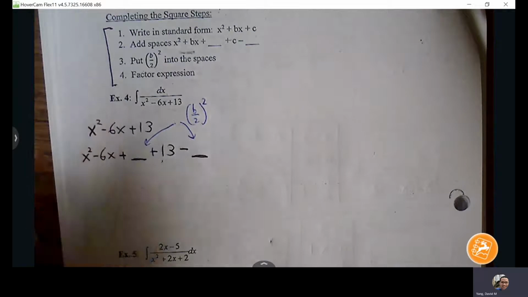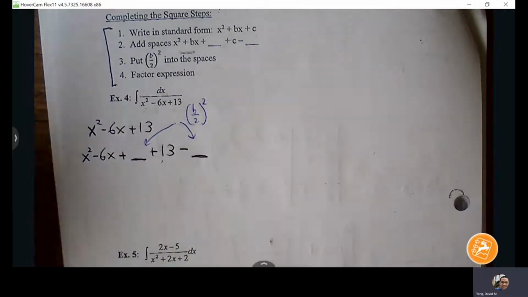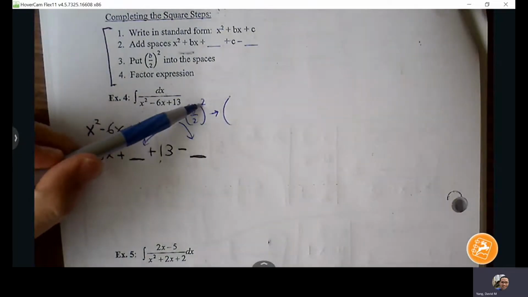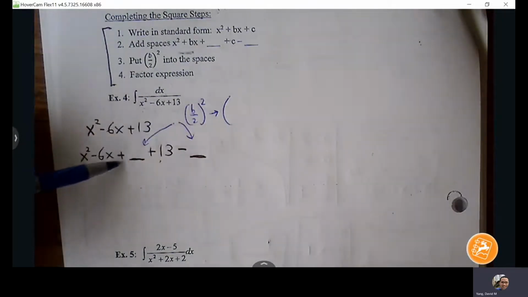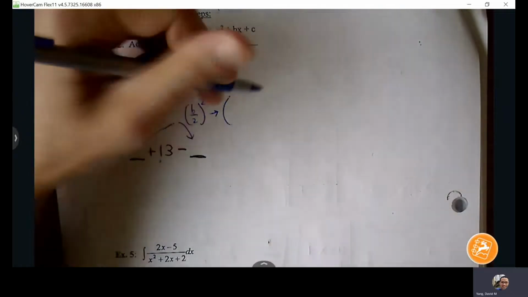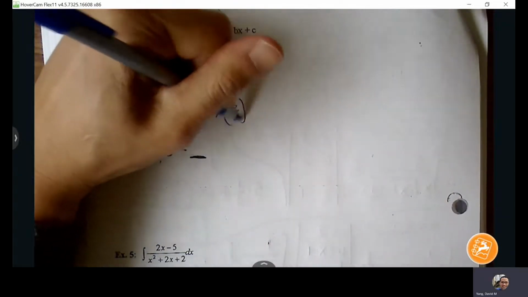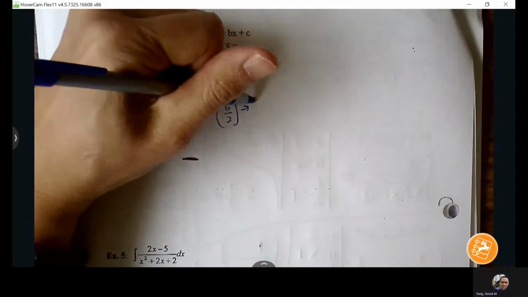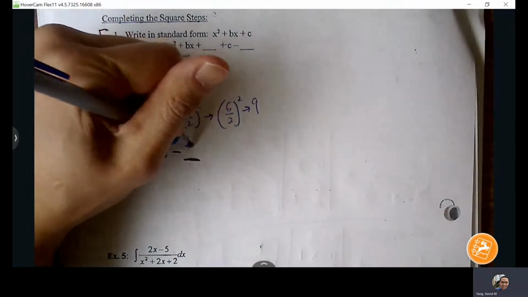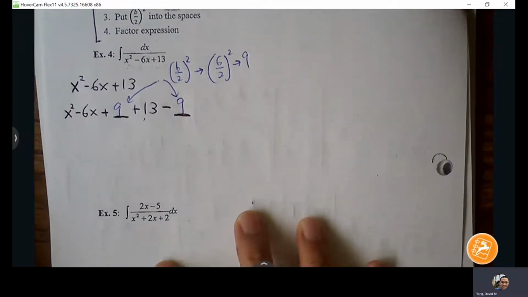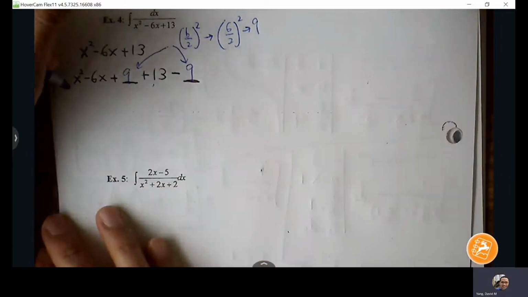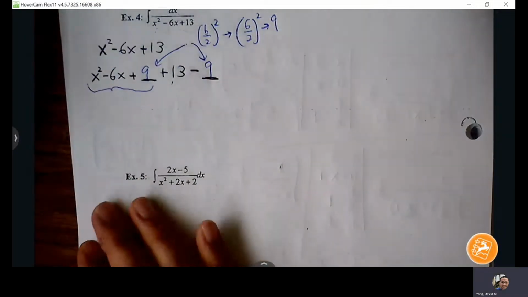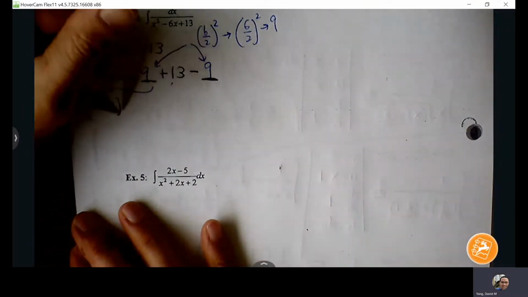Your b value is always the coefficient of your second term. So what's our b value here? Okay. Don't worry about the negatives, because it's just going to end up being squared. It'll always be positive. So don't worry about the negative. Just include the number that you see. 6 over 2 is 3. 3 squared is 9. Insert the 9 in the two spaces. They'll both be the same number. Now, this should factor nicely. Multiplies to be 9, adds to be negative 6. What do we have?